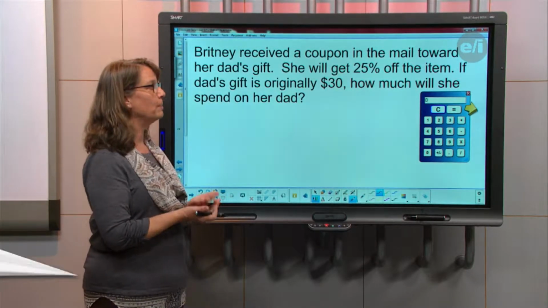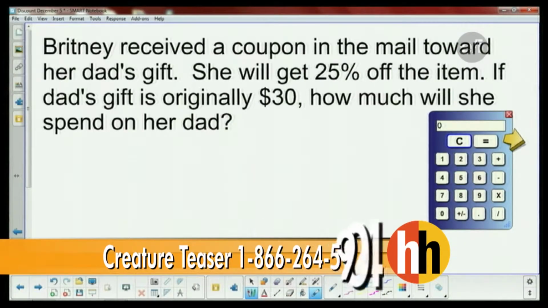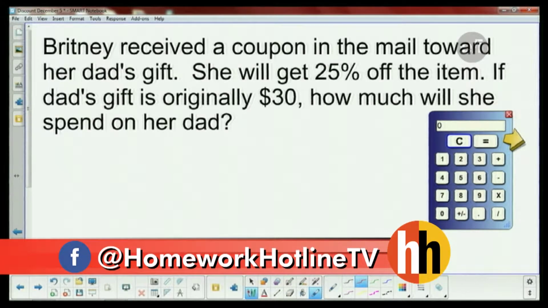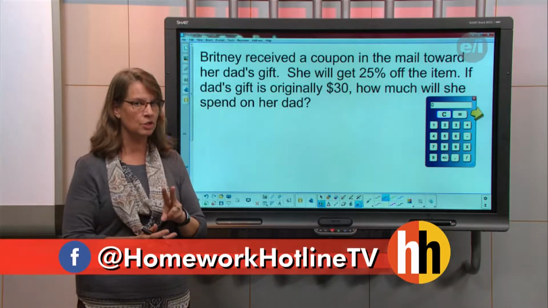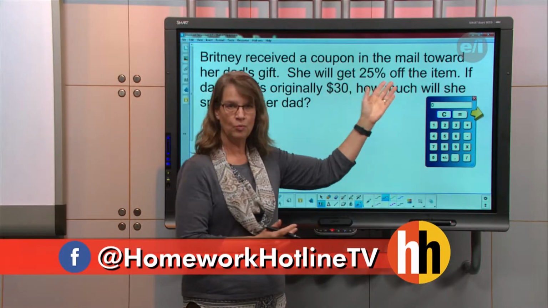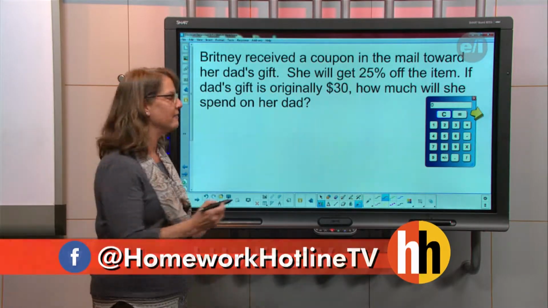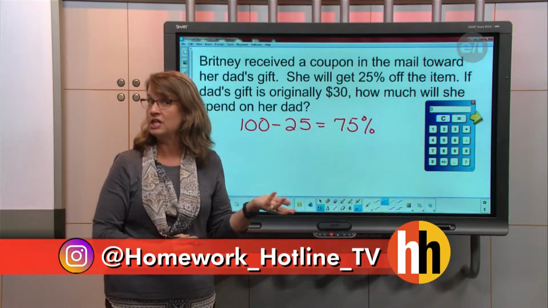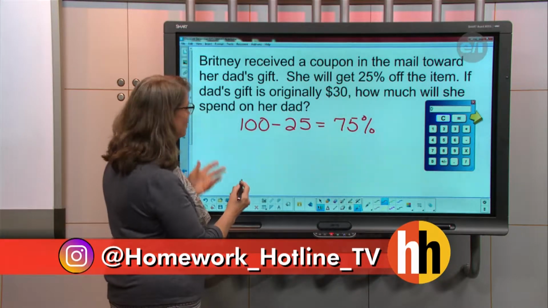Now, Brittany has received a coupon in the mail toward her dad's gift. She's going to get 25% off that item. If dad's gift is originally $30, remember that's how much she said she could spend on dad, how much will she spend now with that 25% off? There are two different ways to do this. Typically, if it's a discount, what I have my students do, all percents are out of 100, so we would take 100% and we would subtract the discount, or the 25 in this case. That means 75% of her original budget is what she's really going to spend on dad.